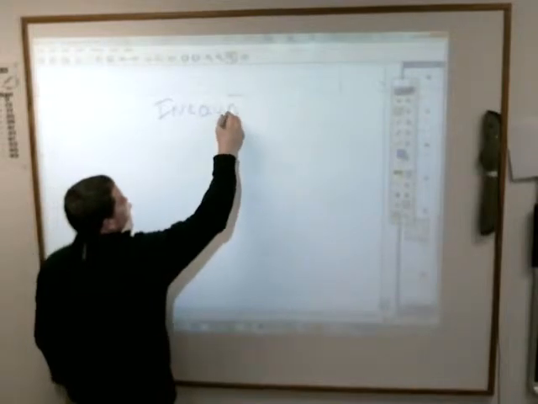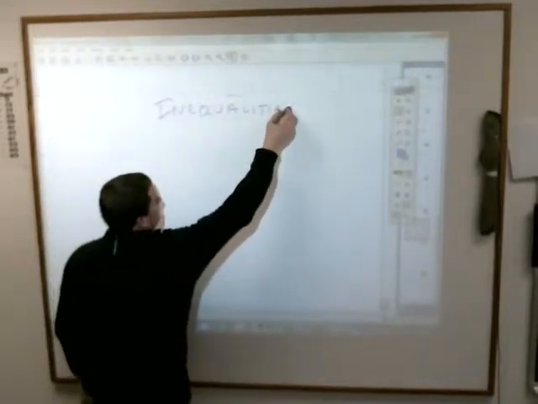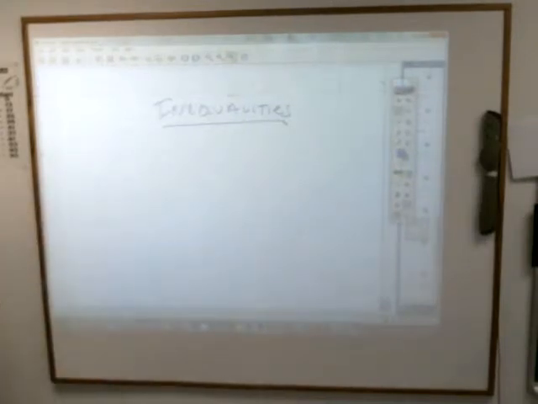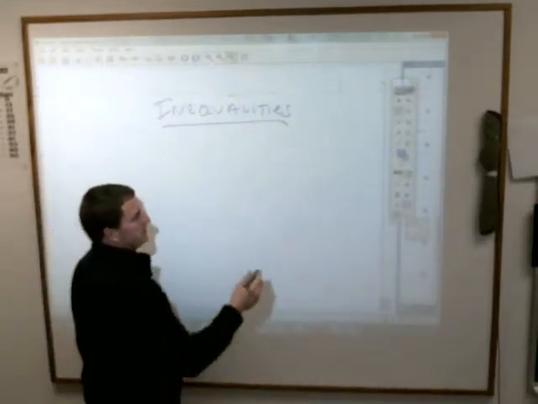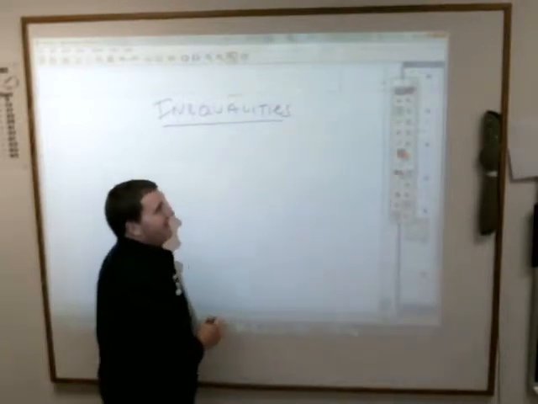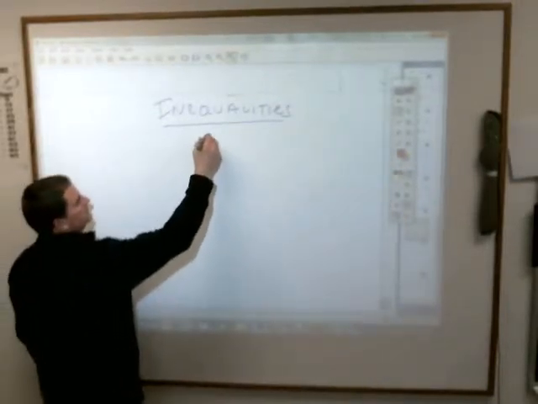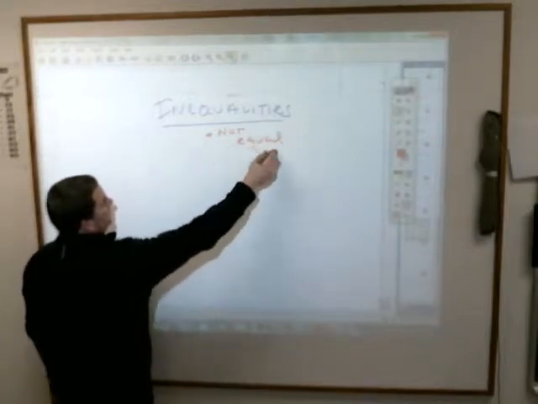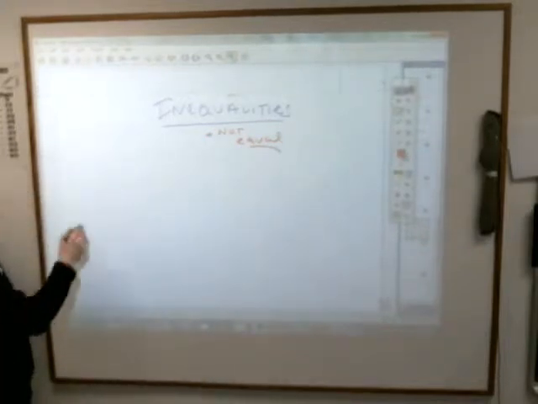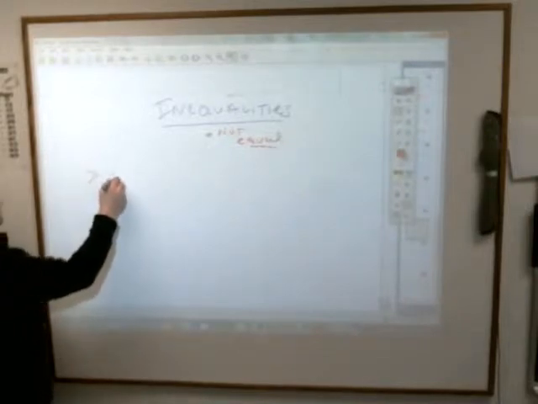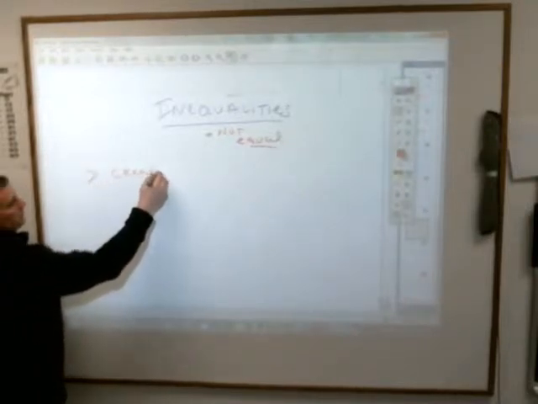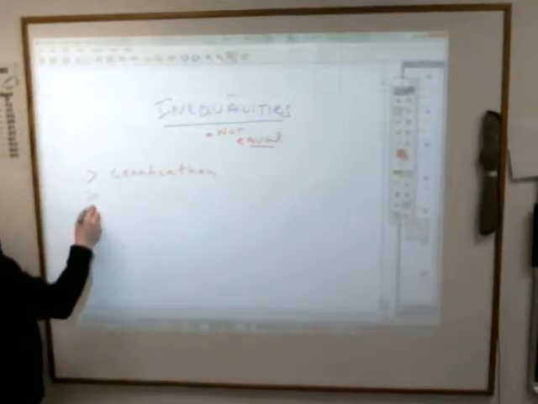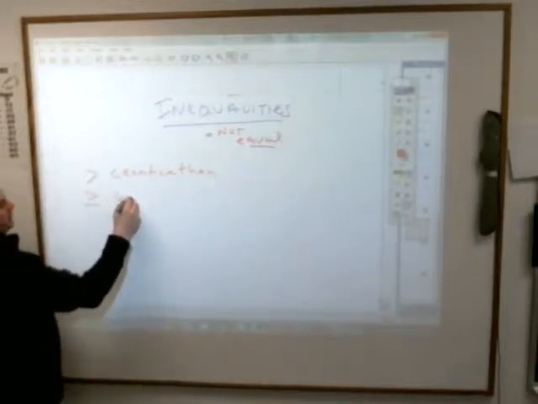Inequalities. Just like the name says, inequalities are things that are not equal. And we've dealt with inequality symbols a whole bunch. We have this one, which is the greater than sign. If you put an equal sign under it, you have the greater than or equal to sign.